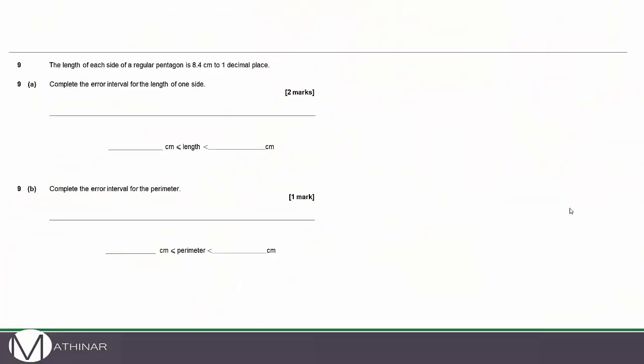Question 9. The length of each side on a regular pentagon is 8.4 centimeters to 1 decimal place. Complete the error interval for the length of one side. So this question is on error intervals. The number we are given is 8.4. This is measured to 1 decimal place. So the value above it would have to be 8.5 and the value below it would be 8.3. So the lower bound is going to be the number halfway between these two, which will be 8.35. The upper bound will be halfway between these two, which is 8.45.